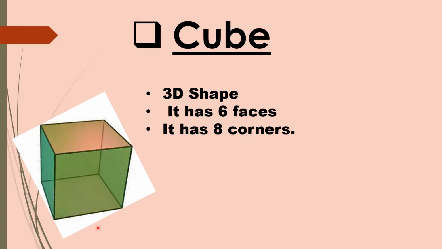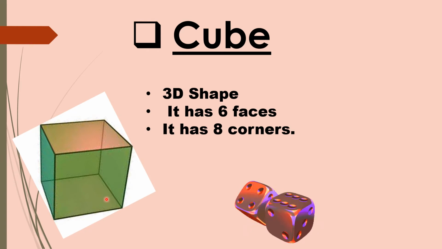Let's count with me the faces of the cube here. How many does it have? Number 1, front side. Number 2, back side. Number 3, right side. Number 4, left side. Number 5, top side. And number 6, bottom side. Next, let's count the number of corners. Number 1, 2, 3, 4, 5, 6, 7, 8. It has 8 corners.